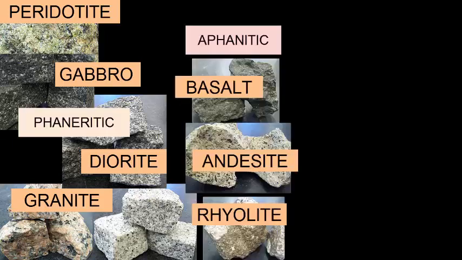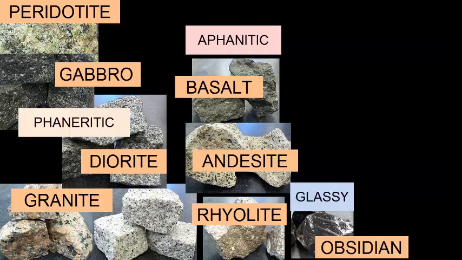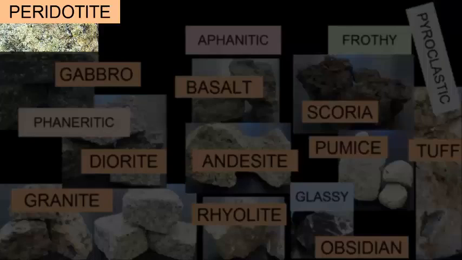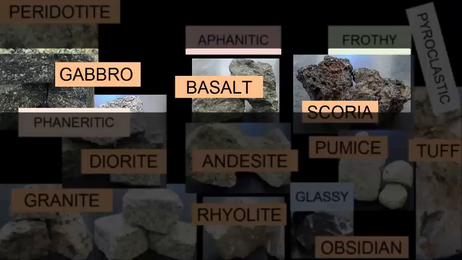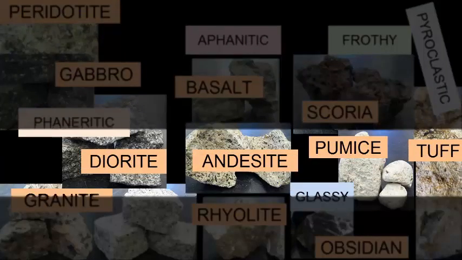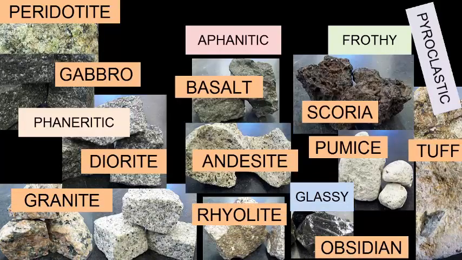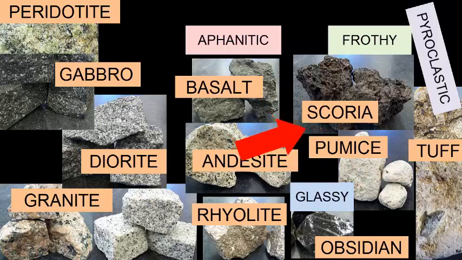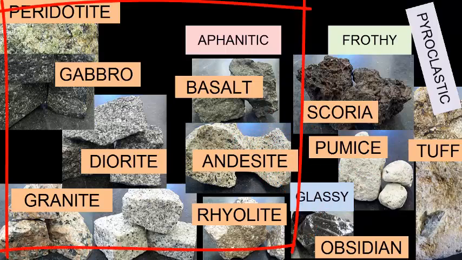So let's line up all these rocks in the order of the rock chart, with the phaneritic texture on the left, aphanitic next, then glassy, then frothy, then pyroclastic. Ultramafic composition is at the top, followed by mafic, then intermediate, then felsic. Starting on the right, we have tuff, scoria, pumice, obsidian. And the rest? How do we remember these names?